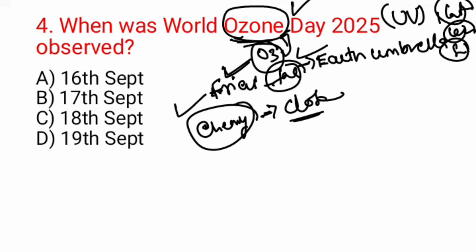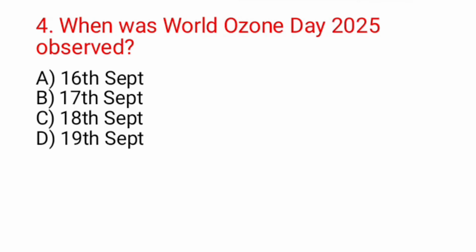And the important point related to ozone for the examination is: ozone is present in which layer of the atmosphere? If you see the atmosphere, it has troposphere, stratosphere, mesosphere, thermosphere and exosphere. So positive lapse rate, negative lapse rate, positive lapse rate, negative lapse rate and positive lapse rate.